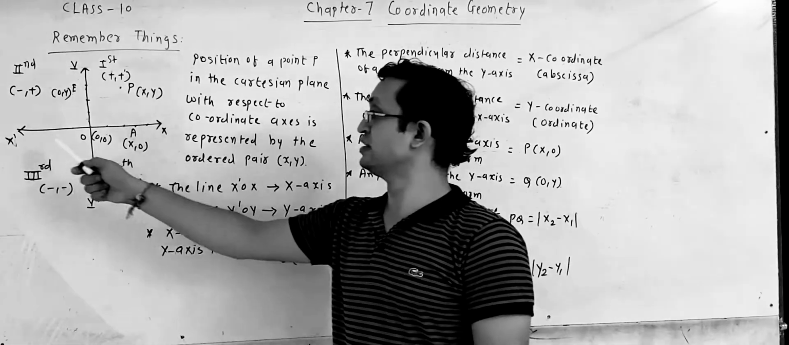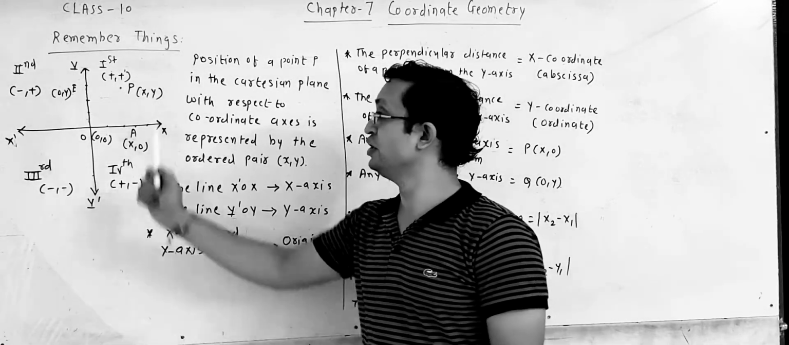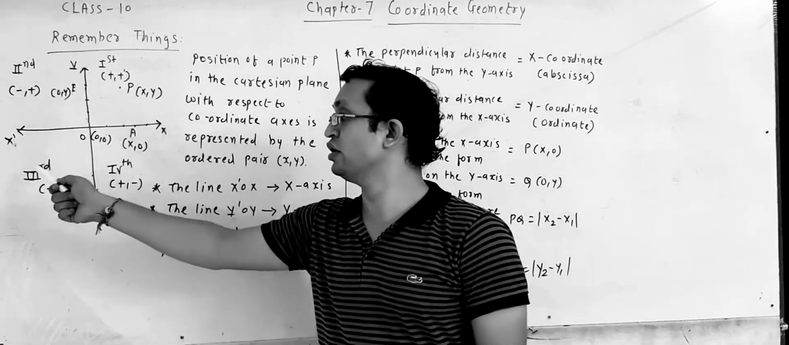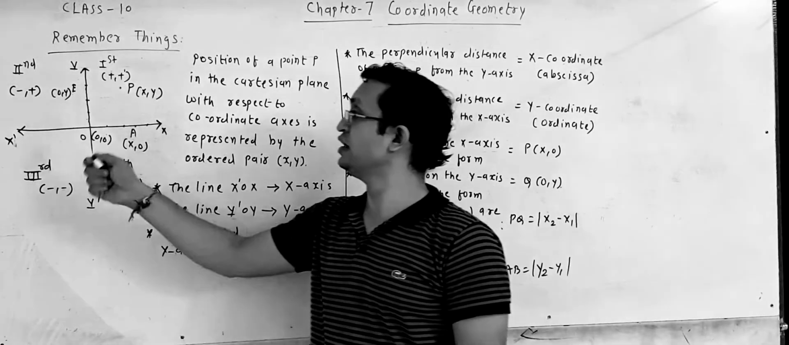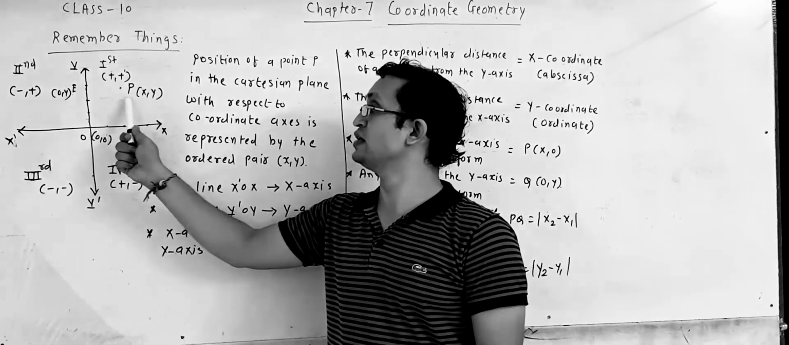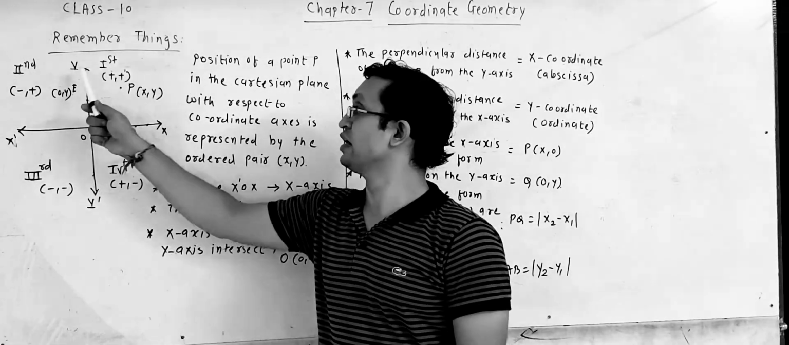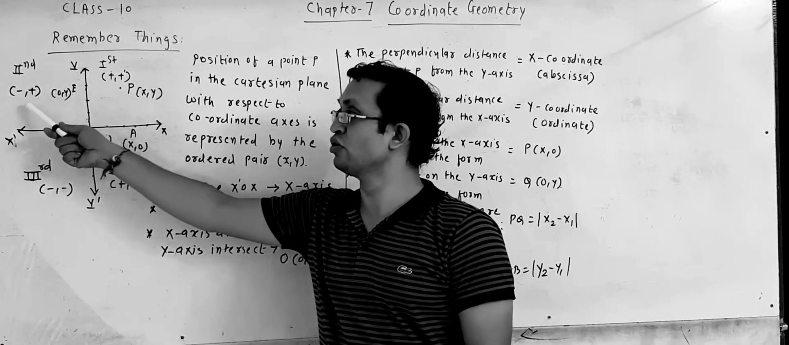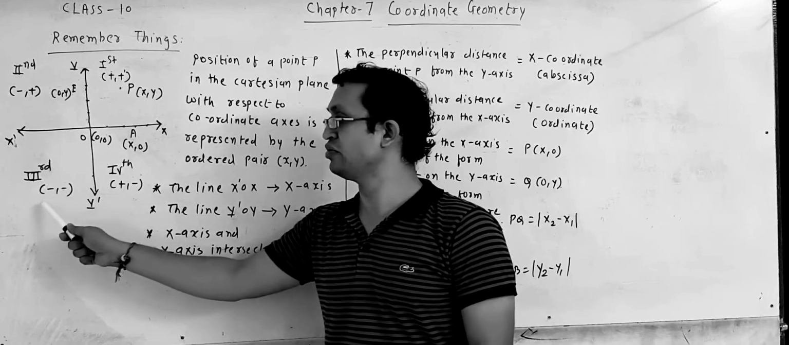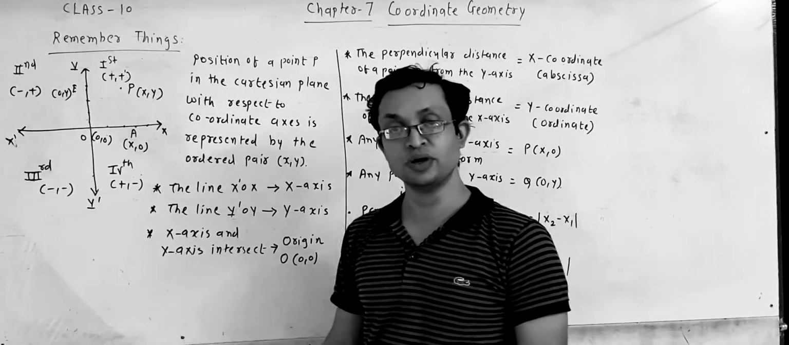X'OX and Y'OY intersecting at point O, that is called the origin. There are four quadrants: first, second, third and fourth. We divide the plane into four equal parts. The first part is XOY, the first quadrant, where both numbers are positive. The second is X'OY, the second quadrant, negative and positive. The third is X'OY', the third quadrant, where both are negative. And XOY' is the fourth quadrant, positive and negative.